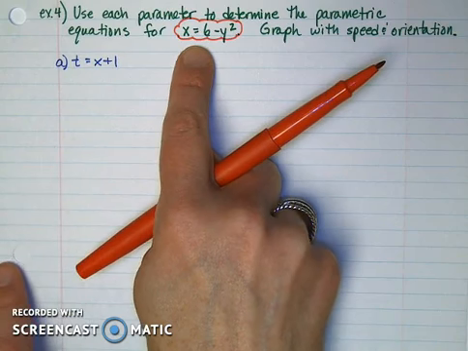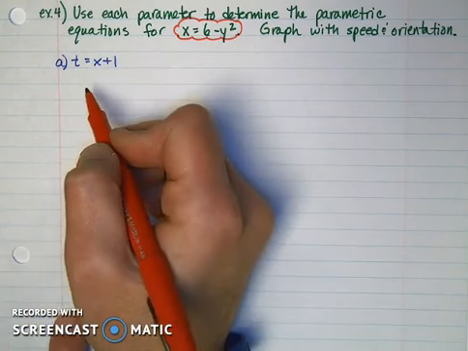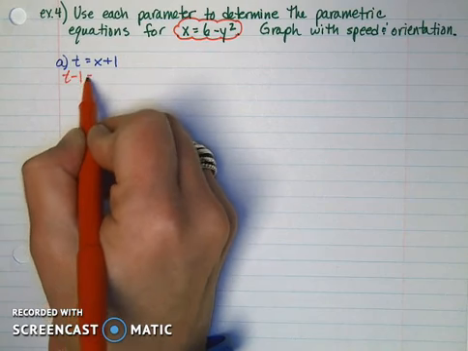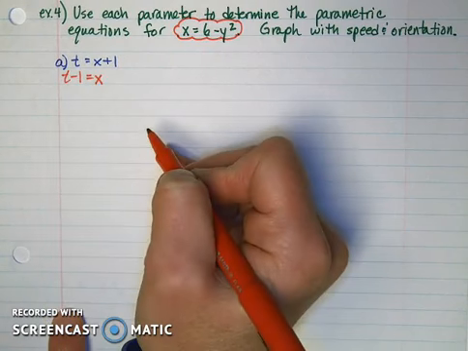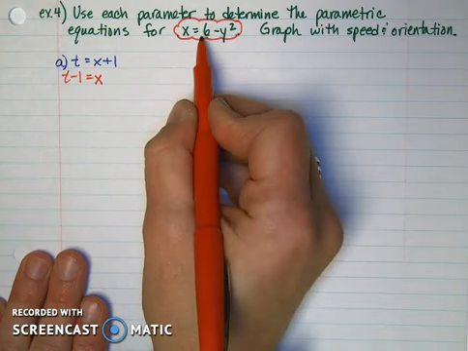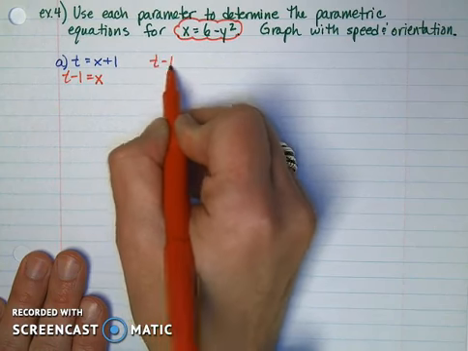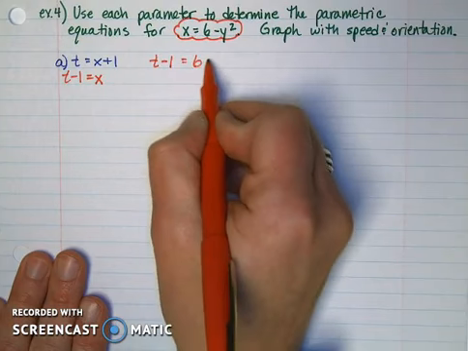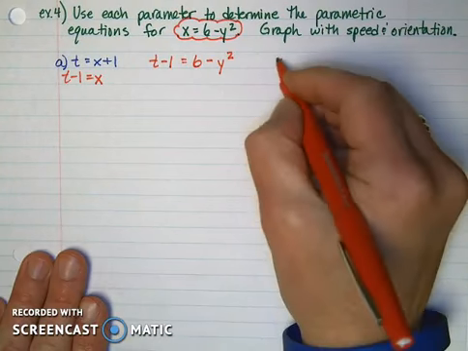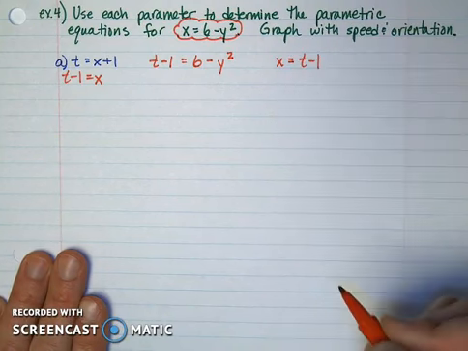When we do that, we're going to move the 1 to the other side. So we have t minus 1 equals x. That's my first equation. And then I'm going to substitute that right here into this equation. So where I have x, I'm going to put t minus 1 equals 6 minus y squared. So I have my first parametric of x equals t minus 1. I now need the second one.